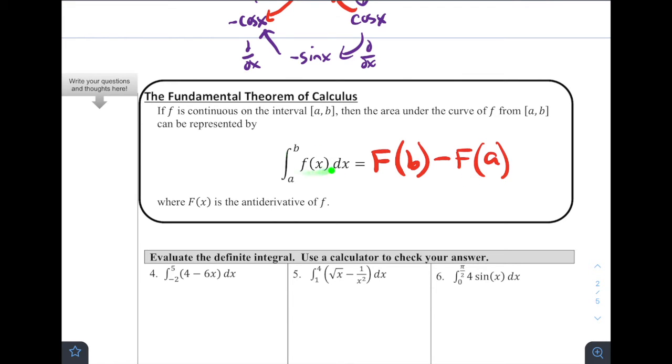So sometimes I might be trying to evaluate an integral by looking at the area under a curve, but if they don't give me a graph, I can use equations to do this as well, and that's F of b minus F of a. Whoa.